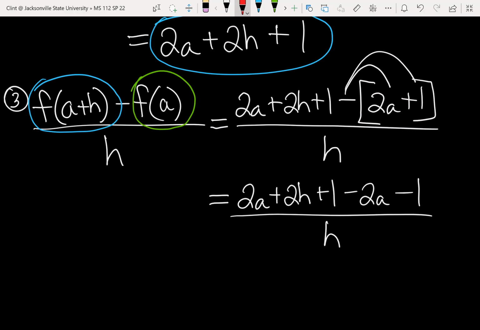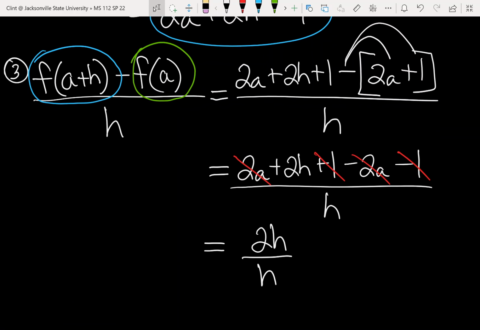And when we go to simplify that, combine like terms, what happens? What do you see? 2a minus 2a, those cancel out. And plus 1 minus 1, that cancels out. So we end up with 2h over h. What happens with that? Anything over itself is 1, right? So h on top, h on the bottom, that cancels out. So we just end up getting 2. So even though that thing was really messy, we end up getting a nice answer out of it.